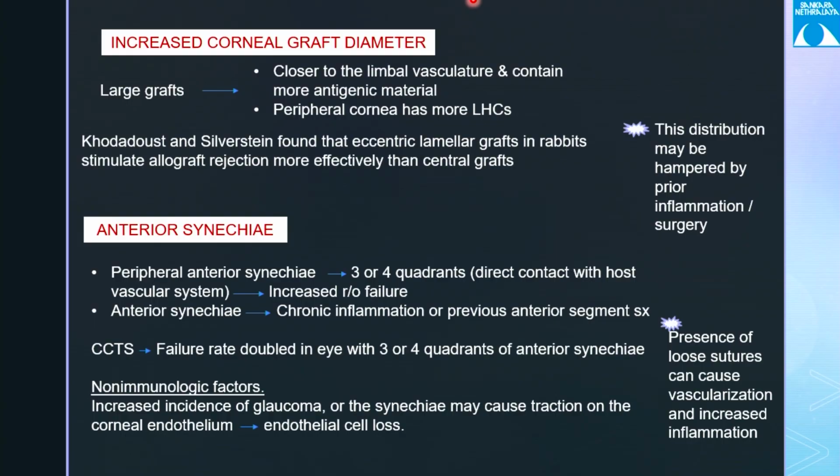In anterior synechiae, if it is a peripheral anterior synechiae involving 3 to 4 quadrants, a direct contact with the host vascular system can be there with increased risk of failure. If there is anterior synechiae, chronic inflammation or previous anterior segment surgery can be causing it. The CCTS study showed that the failure rate doubles in eyes with 3 to 4 quadrants of anterior synechiae. Other non-immunologic factors are increased incidence of glaucoma and synechiae, and because of this, it causes traction on the corneal endothelium and causes endothelial cell loss.